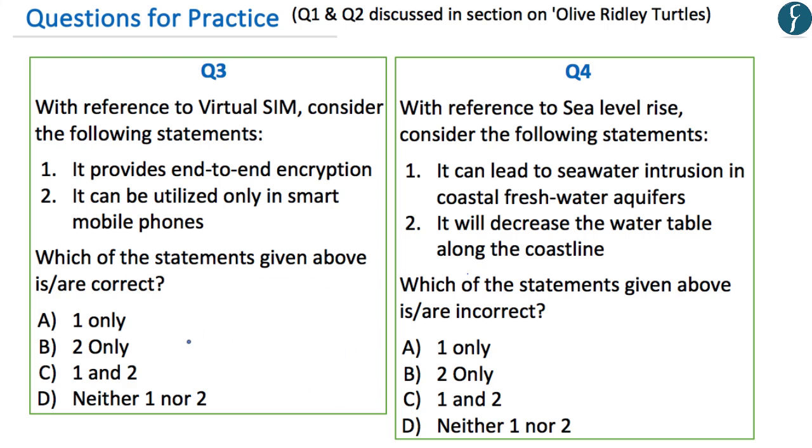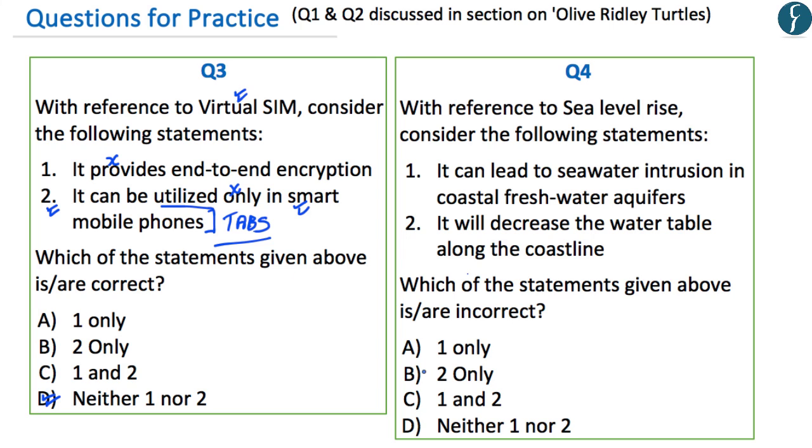Now, with regards to question number 3, the correct answer is D, neither 1 nor 2. Now currently virtual SIMs do not provide end-to-end encryption. And with regards to statement number 2, virtual SIMs can be utilized in smart mobile phones, tabs and other forms of format. And therefore smart mobile phones are not the only format in which virtual SIMs can be utilized.